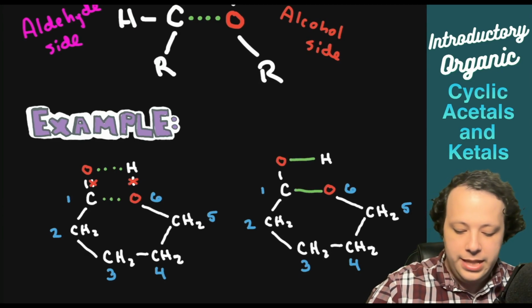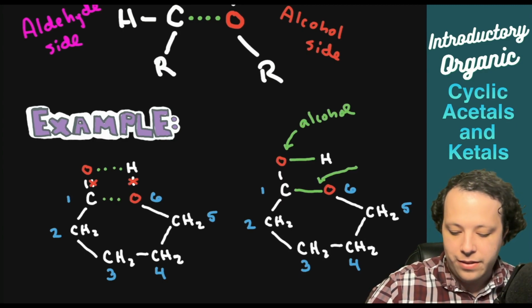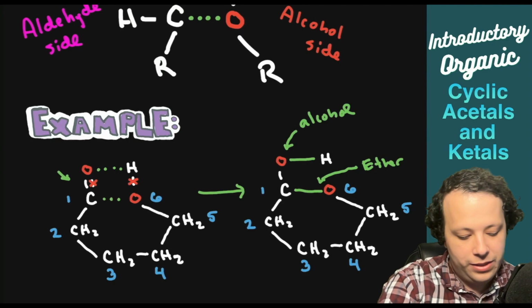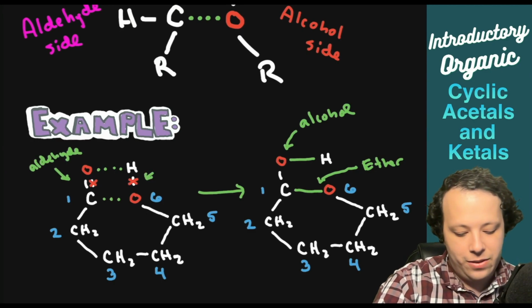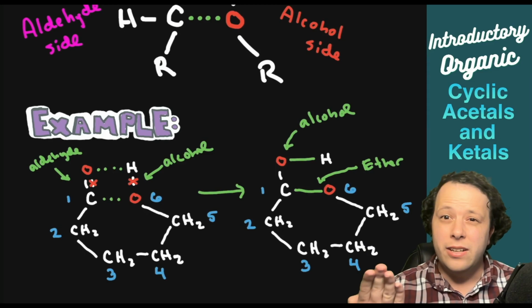So as you can see here, we have what is now an alcohol and an ether that have formed in the structure after this reaction has taken place. Because if you look at the original, we had an aldehyde and then an alcohol. So things have changed. The different groups change in the structure. So this is a cyclic ring shape.